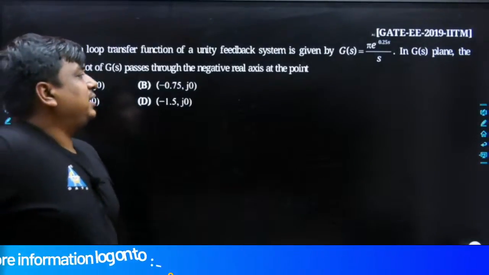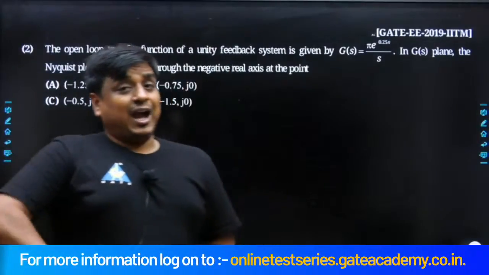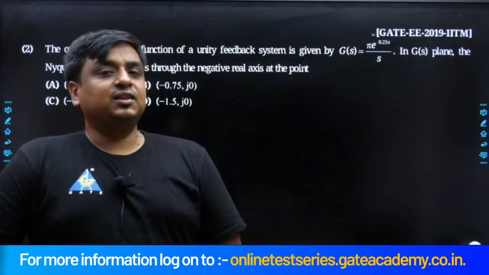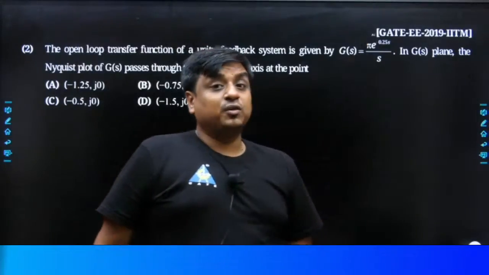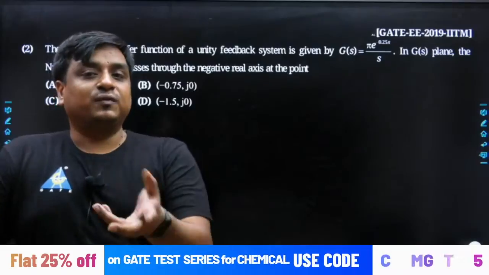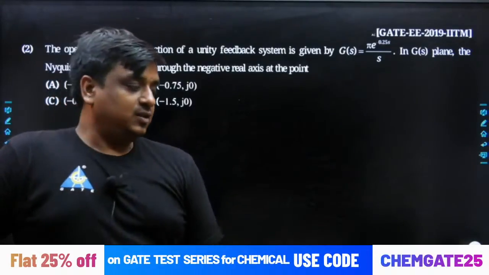I won't say it is a very difficult question, but I have seen in the past 4 to 5 years, this sort of problem has been designed repeatedly, where you have the factor of e to the power of minus sT, either the factor of delay or the factor of advancement.